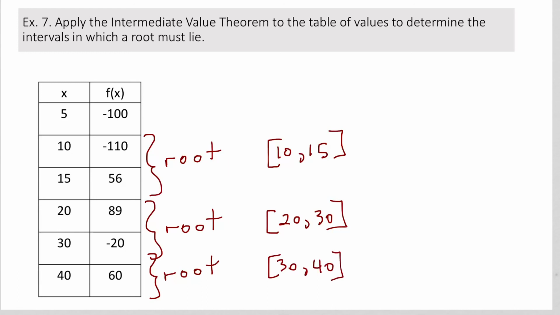Okay, so notice that I pop back and forth between using root, zeros, and x-intercepts quite a bit. It's because they all mean the same thing. These are places where the graph must cross the x-axis. They're also called solutions.